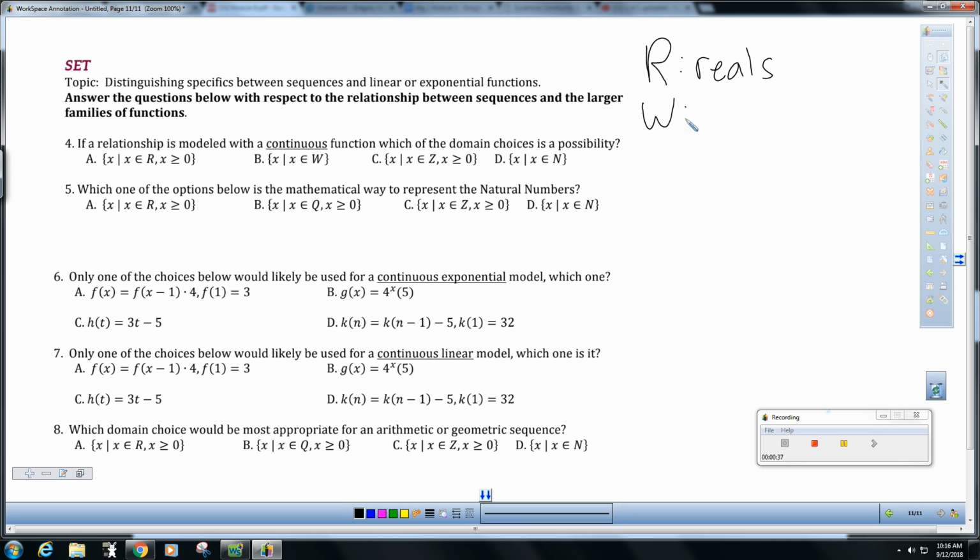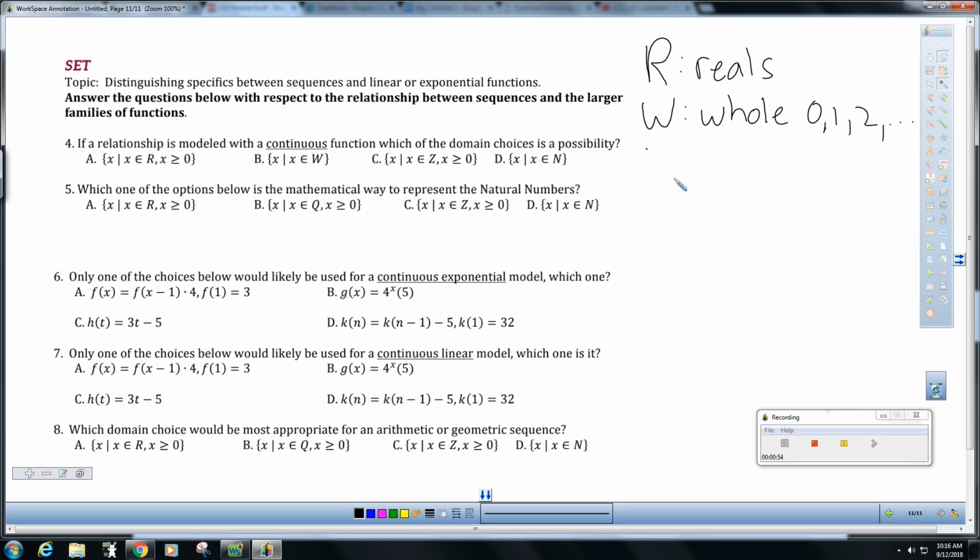W is going to be whole numbers. So this is going to include 0, 1, 2, and then we're going to keep counting up like that. So 0 and any of the normal counting numbers.